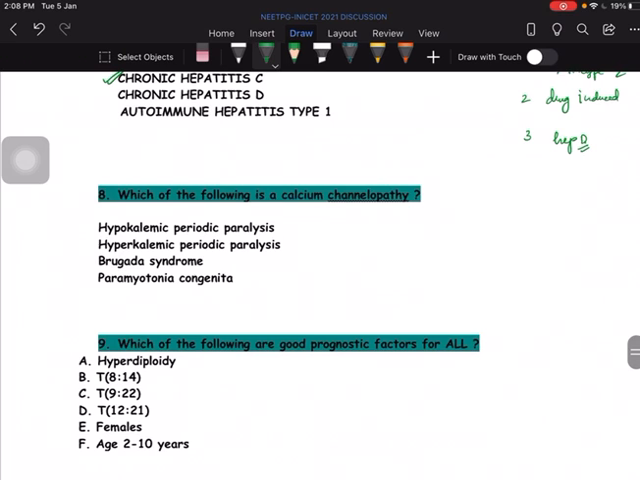Next question. Which of the following is a calcium channelopathy? In all these 3 conditions, hyperkalemic periodic paralysis, Brugada syndrome and paramyotonia congenita, these all are due to sodium channelopathies. Hypokalemic periodic paralysis is a calcium channelopathy, whereas in Anderson-Tawil syndrome you will have potassium channelopathy. So this is a very factual question.